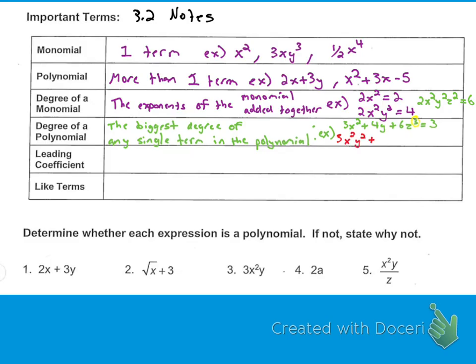Another example here, 3x squared, y squared plus 4y plus 6z cubed. The degree of the first term would be 4. The degree of the second term would be 1. The degree of the third term would be 3. So the degree of the whole polynomial would be 4 there.